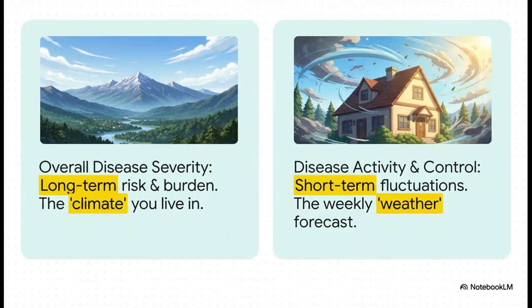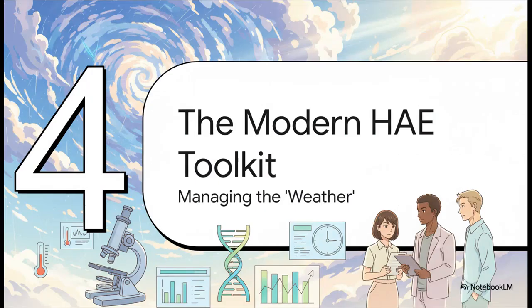Okay, this slide just nails that shift in thinking. On one side, you've got overall disease severity. Think of that like trying to define the climate where you live. It's the big picture, long-term reality. But on the other side, you have disease activity and control. And that is the weekly weather forecast. It's dynamic, it fluctuates, and it's what you actually need to manage day to day. This was a game changer. So this new perspective led to a whole new set of tools, a modern toolkit designed not to just label a patient, but to really understand and manage the weather of their HAE.